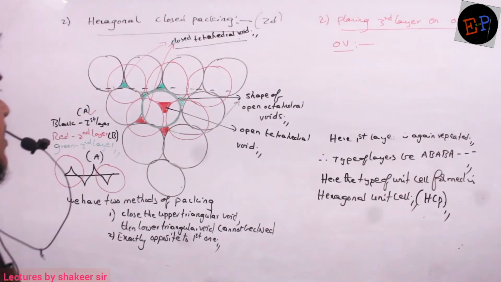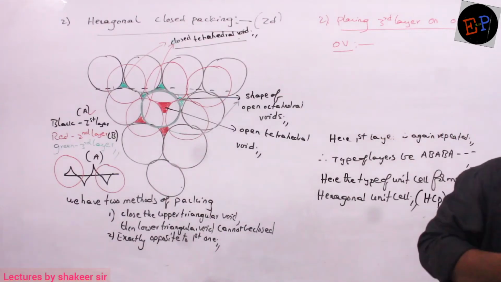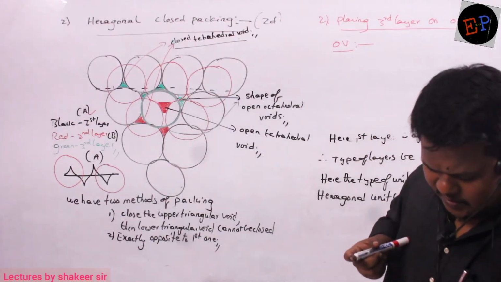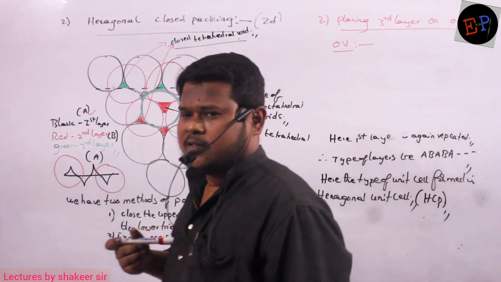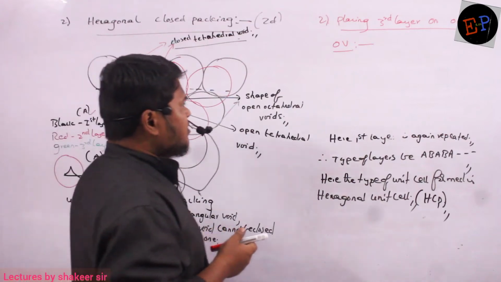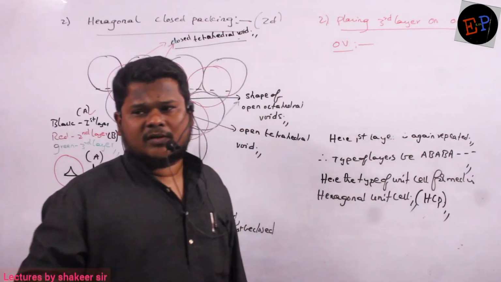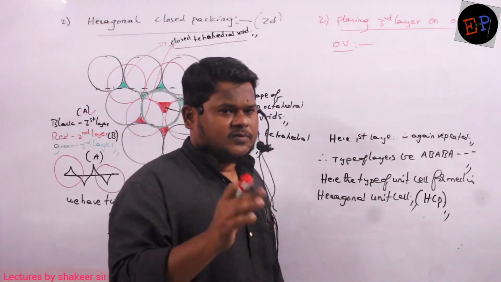Okay, now see, ma. There were 2 methods of closing the 2 voids, no? The first method of placing the third layer was placing atoms on open tetrahedral void. Then the type of unit cell formed was what? Hexagonal unit cell. And what is the second method? Which void do I have to close now? I have to close the open octahedral void. Are you able to understand?